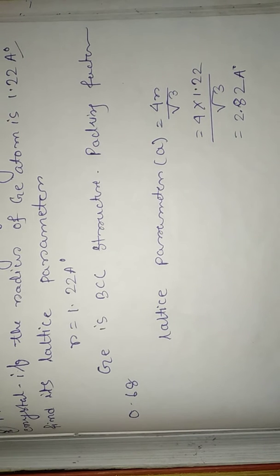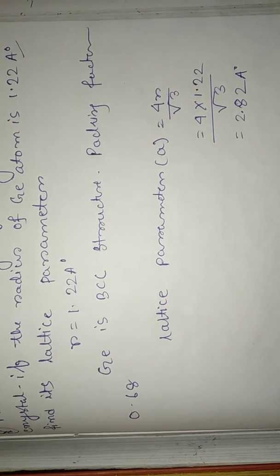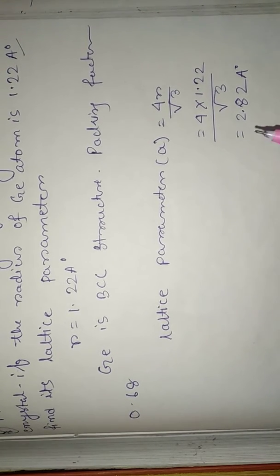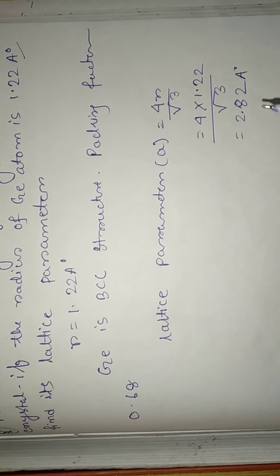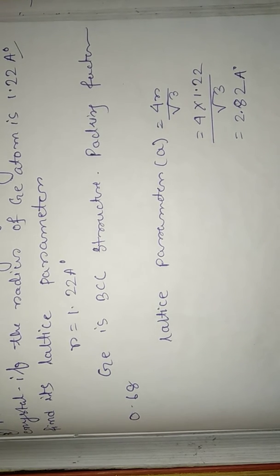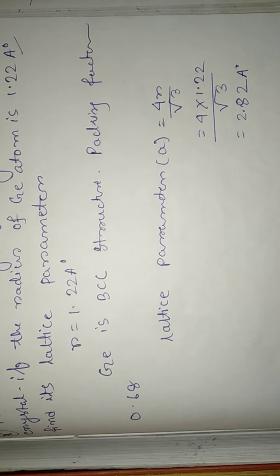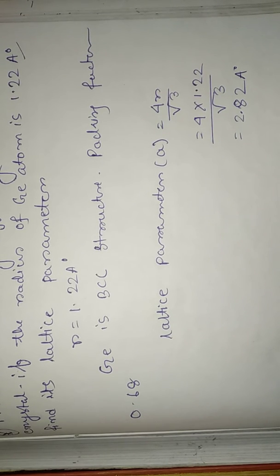So this is the lattice parameter for the Ge crystal structure, which follows a BCC structure. BCC is the body center cubic structure, in which the atoms are arranged in a cubic structure, with 8 corner atoms, and a center atom existing within this structure. That's why it is called the body center cubic structure.